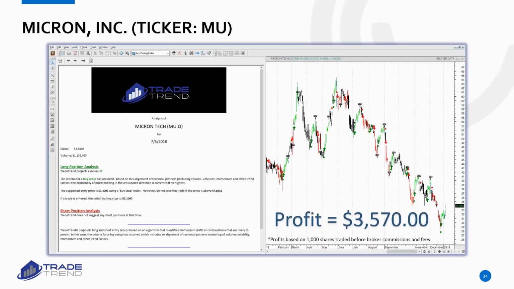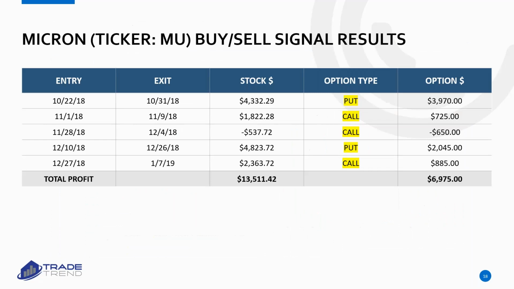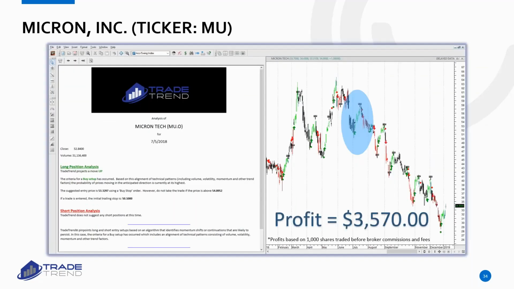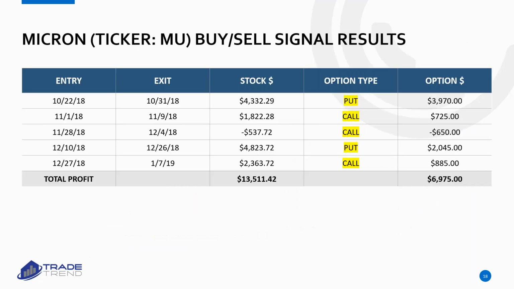So this is just basically a screenshot of what the signals look like in the platform. So I just highlighted one trade out of here randomly on Micron. And then you see on the left side of the screen, you also get the instructions that tell you what type of order to use, where to place your order, at what price, where to place your trailing stop. So it gives you everything you need to trade successfully. No guesswork, you get the exits and everything.